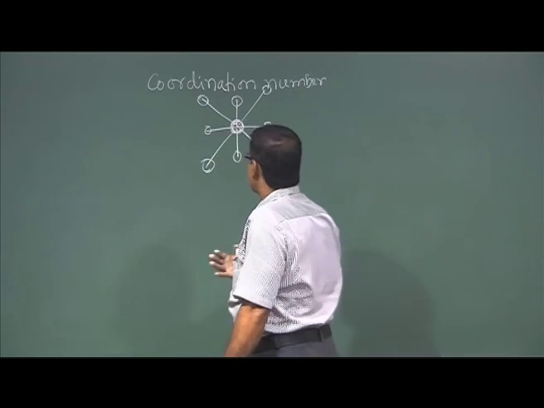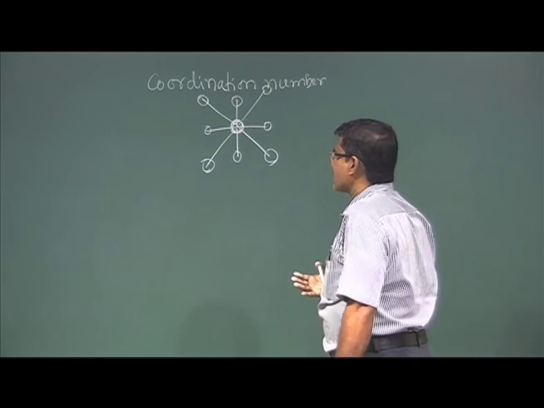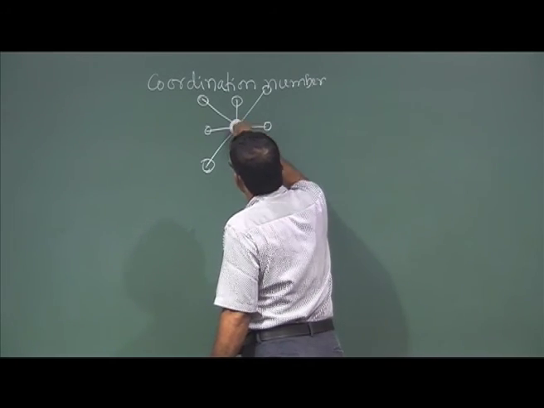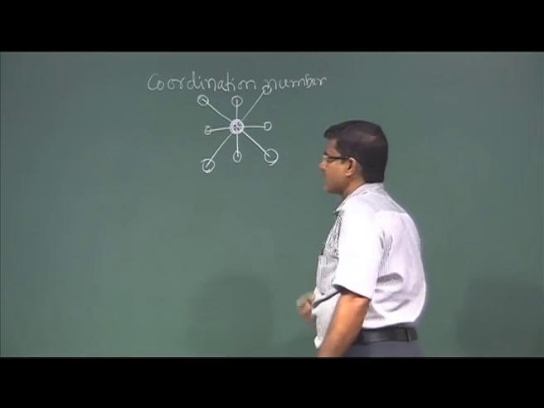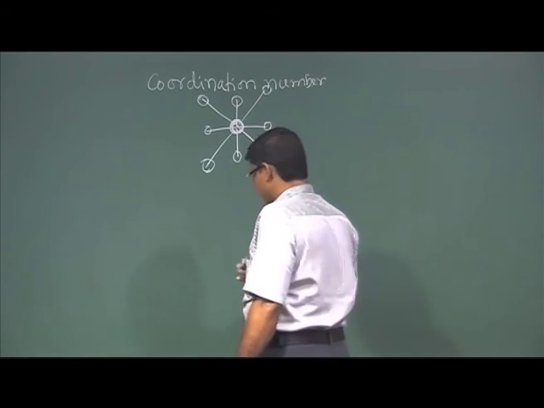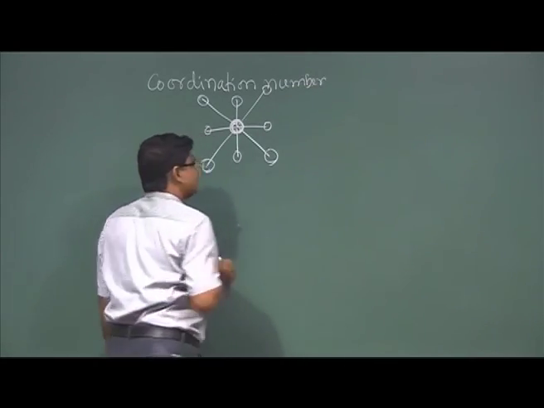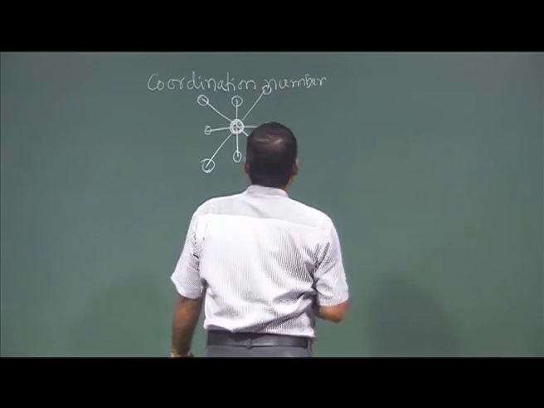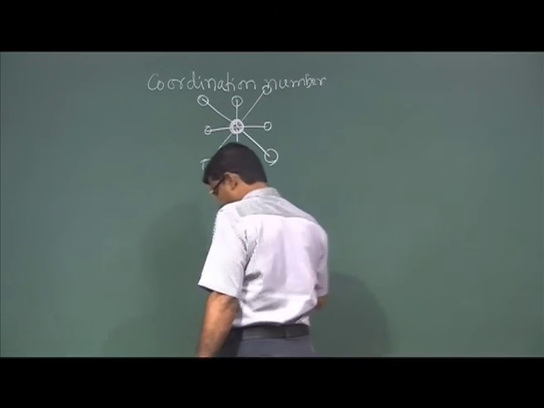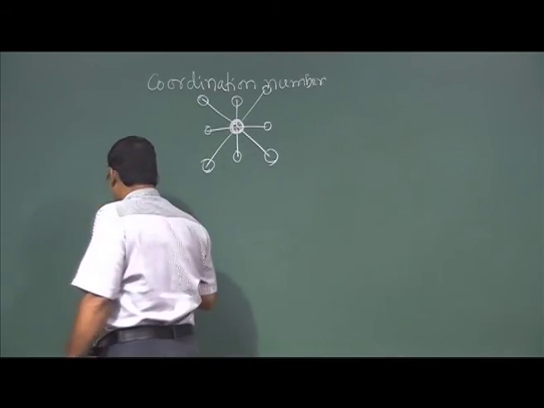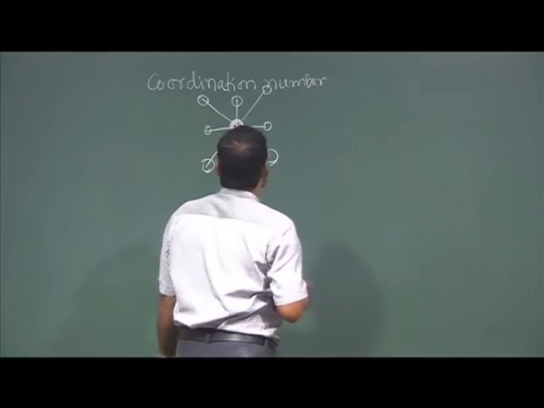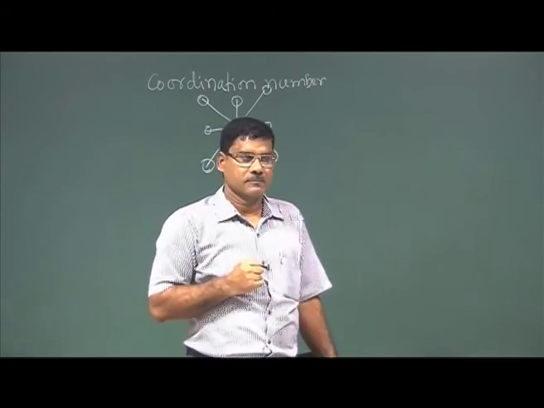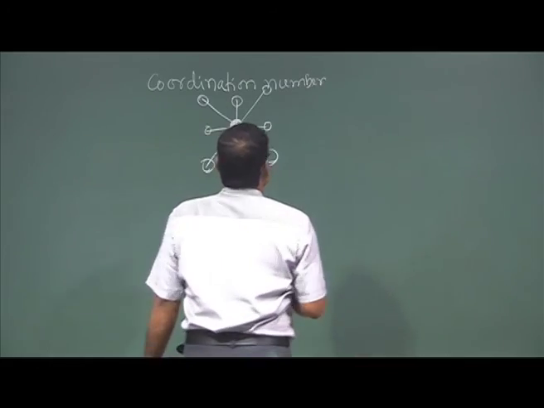How many atoms or lattice points are there around this lattice point? That is basically the coordination number. Again, it depends on the crystal structure, and mainly we will calculate this coordination number for cubic system.